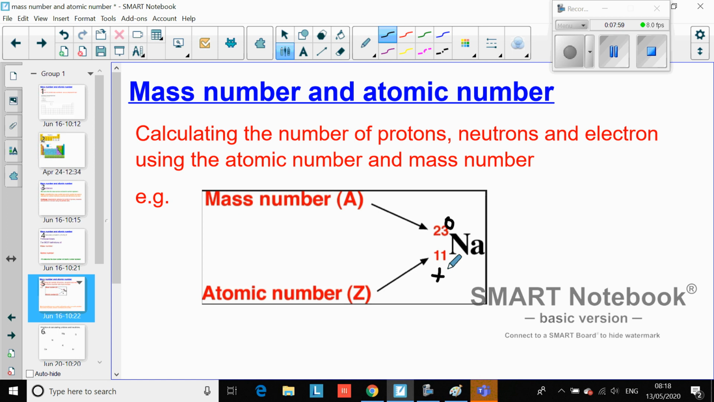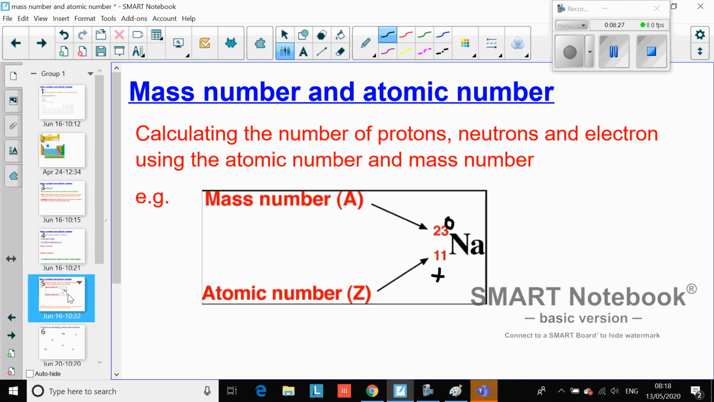So how many electrons are you going to need to make sodium neutral? Okay, it's quite obvious. You're going to need 11 negative charges. You're going to need 11 electrons. Okay, and so that's how many sodium has. 11 positive charges means you've got to have 11 negative charges to balance it out.